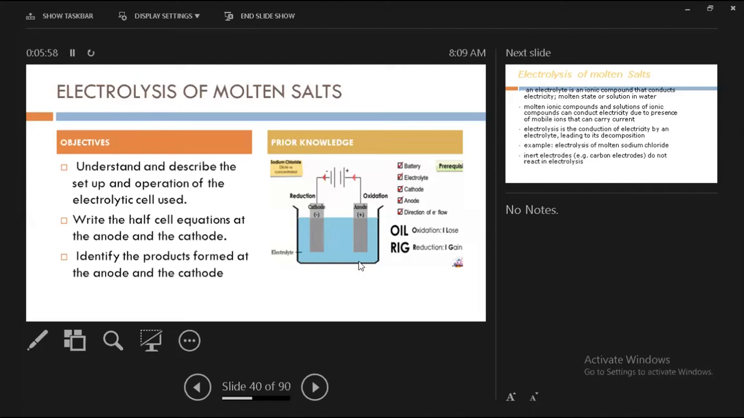And then when the ions move to that electrode, you must be able to write the half equation starting with the ion, and then you have to identify the product. So the ion will move to that particular electrode and form a product. The cation will move to the cathode and form a product, and the anion will move to the anode, and it will form a product. So you should write the half equation, and you should also identify the product that will be formed.